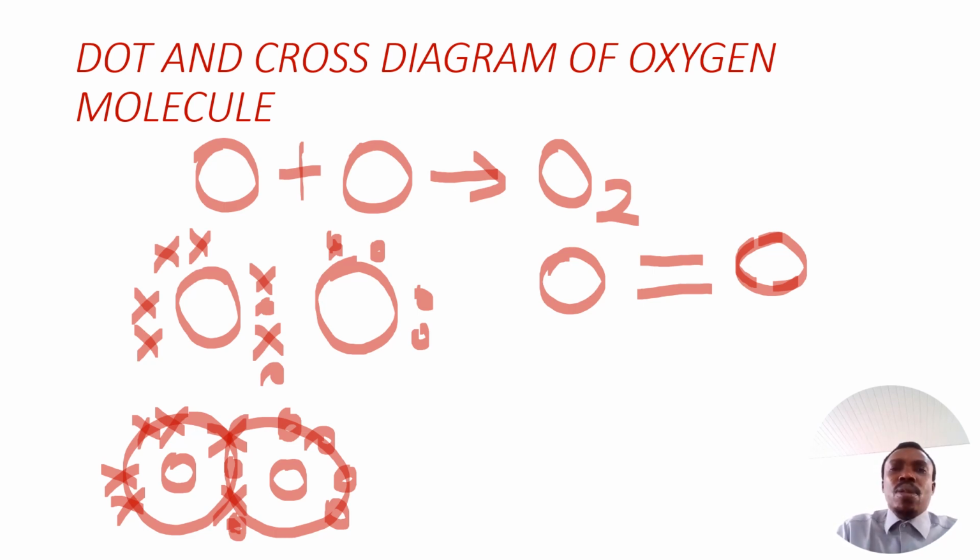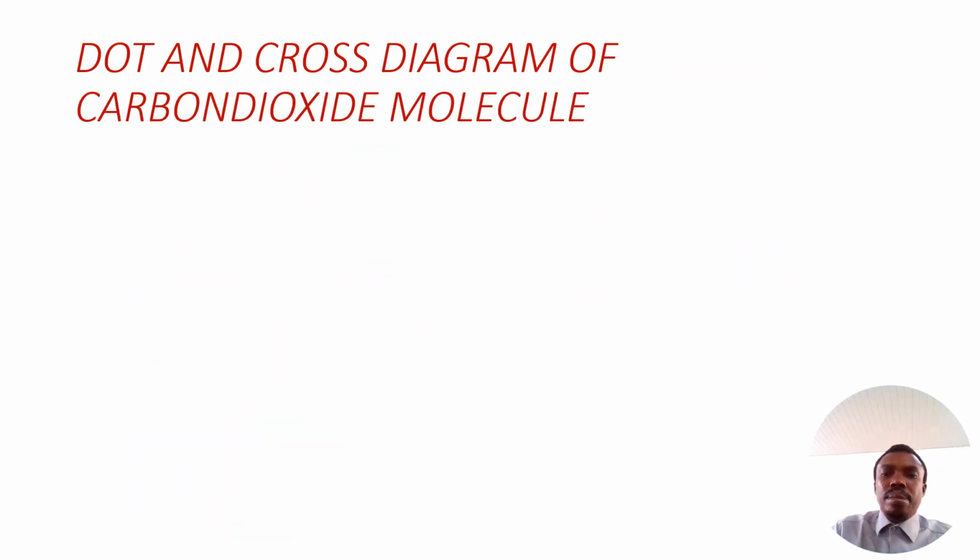So it's as simple as what? A, B, C. So we want to look at the dot and cross diagram of the carbon dioxide molecule. Carbon dioxide is a covalent molecule, so we are looking at the formation of covalent bond in the carbon dioxide molecule. Now, the formation of covalent bond in carbon dioxide molecule is between atoms of different elements, because carbon dioxide contains 1 atom of carbon and 2 atoms of oxygen. So we're going to use the dot and cross diagram.